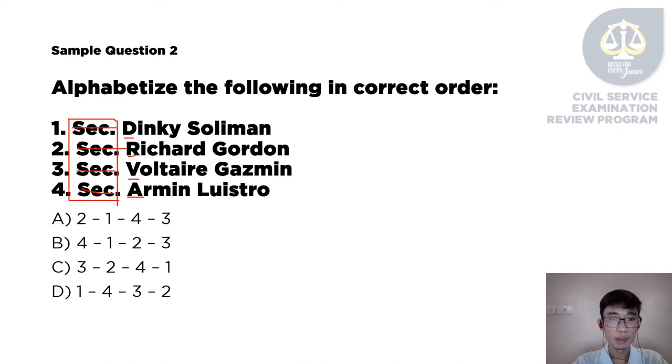Number 1 is your number 2. And number 2 is your number 3. And number 3 is your number 4. So the order would be 4, 1, 2, 3. Okay, here it is. 4, 1, 2, 3. Okay? It's that simple, right? Let's go on.